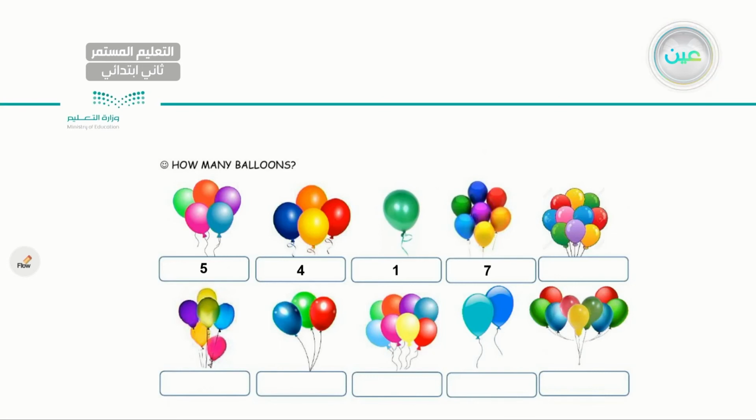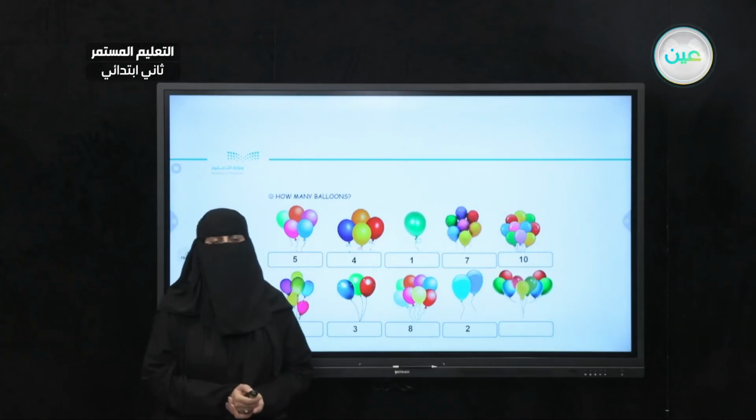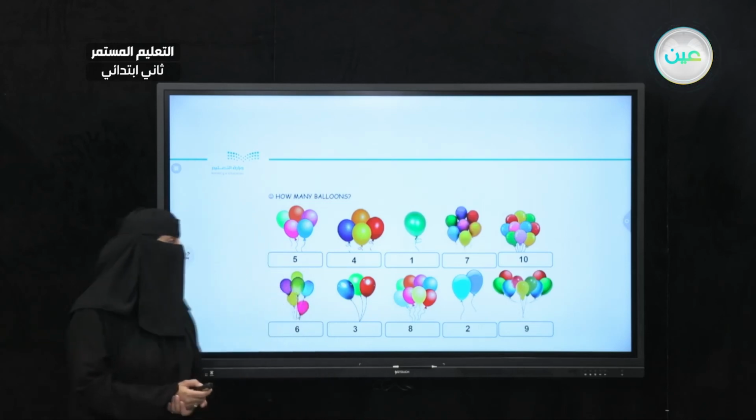How many? I can see 10 balloons. Very good. 10 balloons. Moving to the next one. How many? 6 balloons. Excellent. For the next set of our group of balloons, I can see 3. And then I can find 8. Here I can see only 2 balloons. And the last answer, I have 9 balloons. 9 balloons. Very good, my dear student.